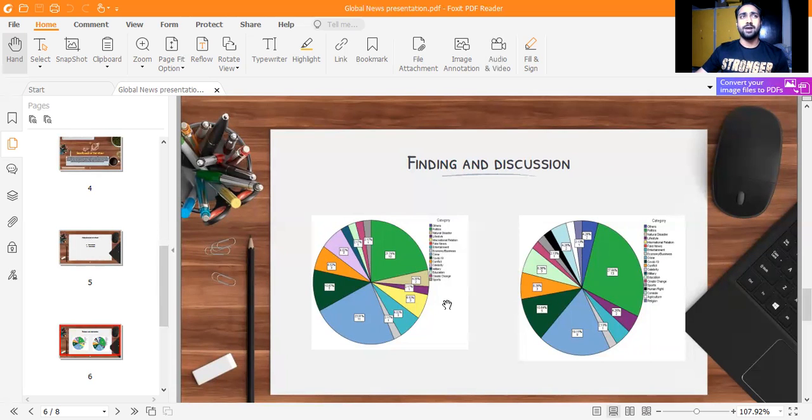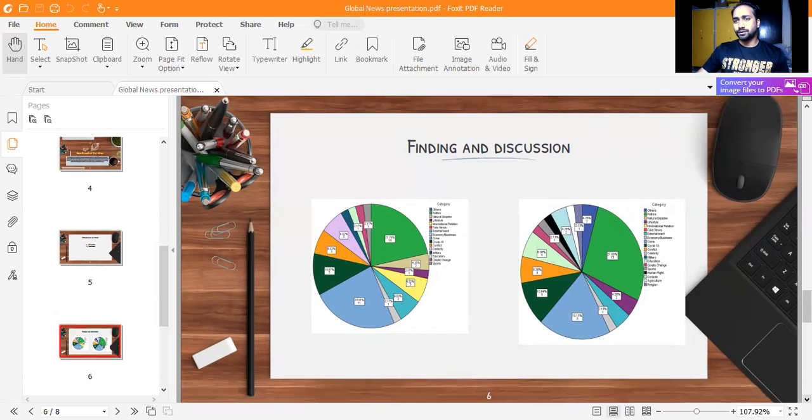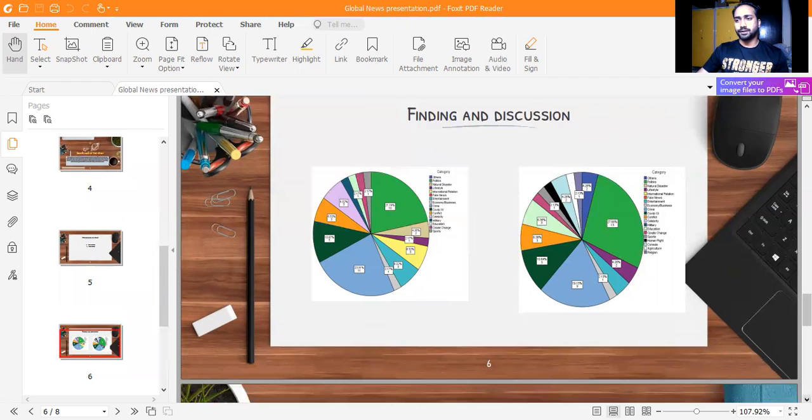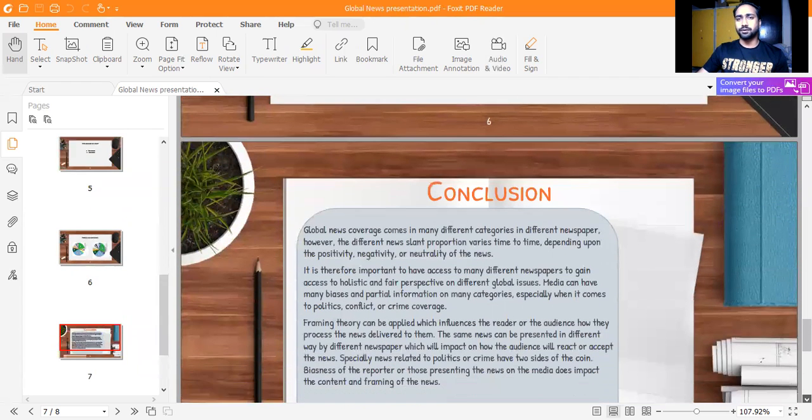And we already compared the collected data. As for the news tone, the previous report had an equal portion of positive and negative news. On the other hand, in the current report, the majority were negative news, and then positive news. After that, here is the conclusion part.